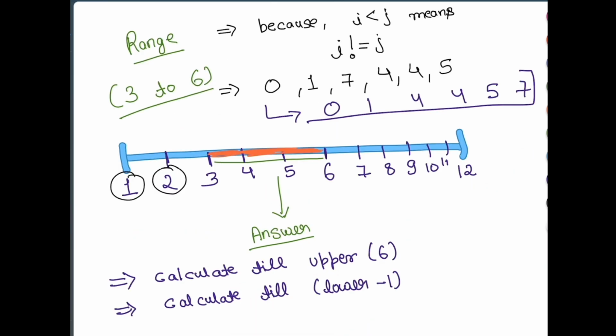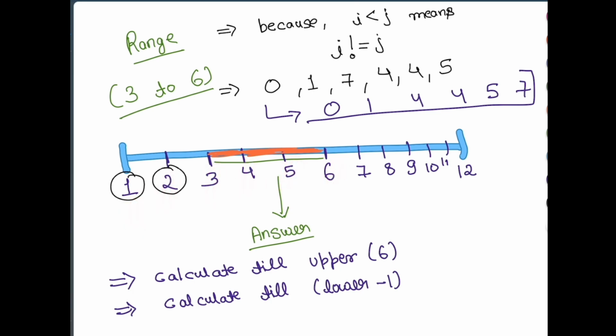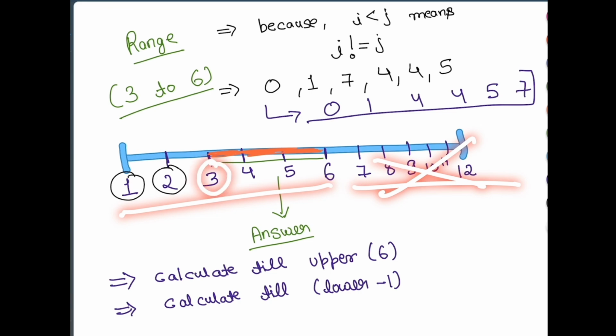Now I can say that I calculate all the pairs till my upper range, which is 6. To calculate all the pairs whose sum is 1, 2, 3, 4, 5, 6, that is, not more than 6, because anything more than 6 is invalid. Anything less than or equal to 6 is either valid or invalid.